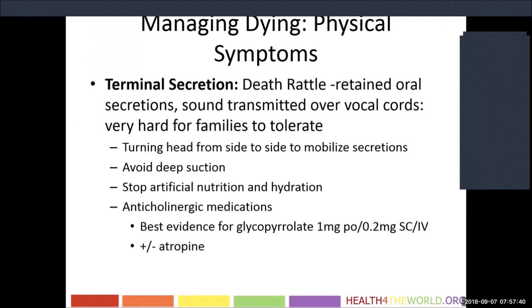Terminal secretions. So this is the death rattle. This is really, really important because this is the one thing, even if a patient is incredibly comfortable, the setting's right, everything's going well, they don't have a furrowed brow, but if the family hears a death rattle, their interpretation is that their loved one suffered to their last dying breath, even if it's just secretions transmitted over the vocal cords making a loud sound and the patient is showing no signs of distress. If the family hears a death rattle, that's one of the last things they hear.